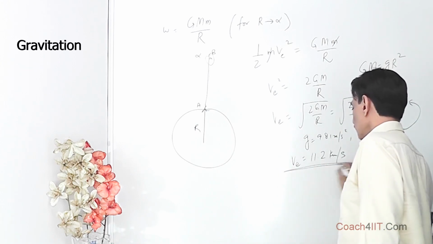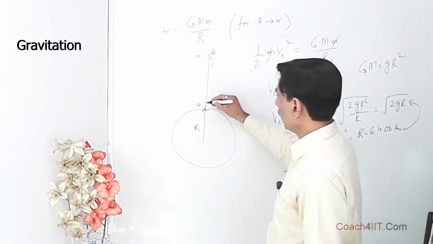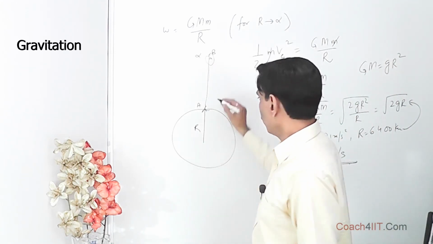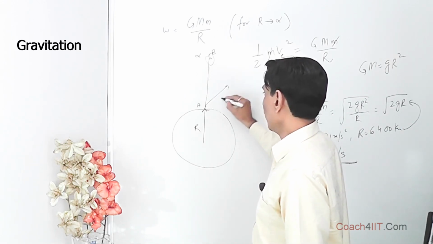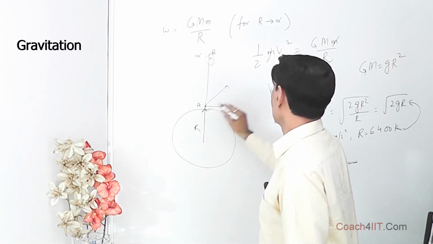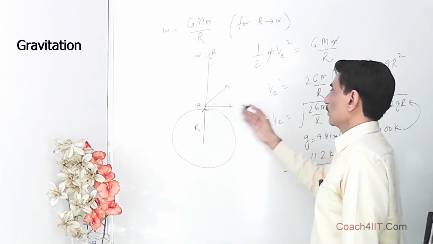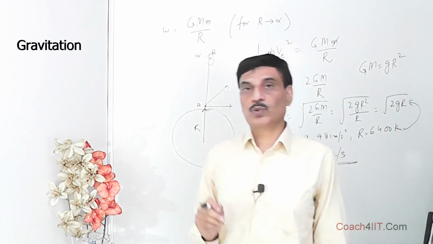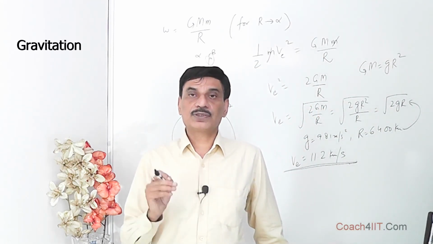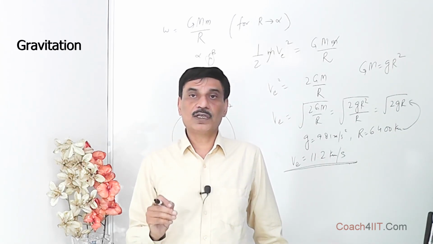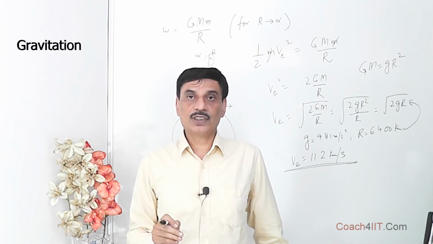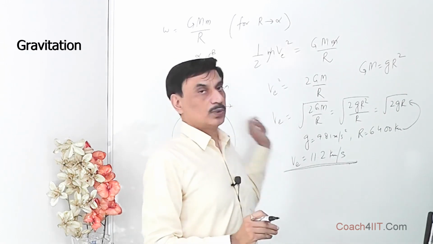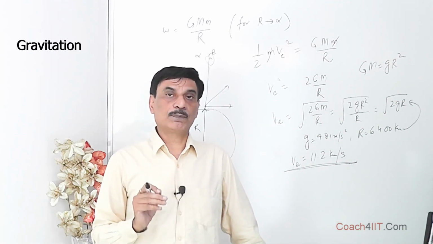This escape velocity is not dependent upon the direction of velocity. Whether you throw it this way or you throw it at an angle of 45 degree or you project it, we know that on the basis of energy conservation, it doesn't matter in which direction you throw a body, we still require 11.2 kilometer per second as the velocity that should be given to this object so that it escapes the gravitational pull of earth.